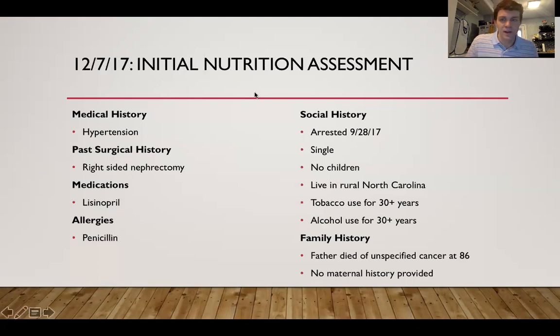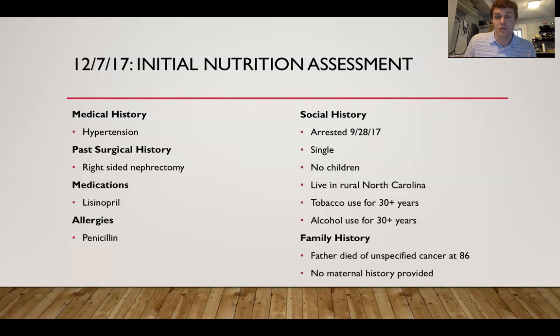His past medical history includes hypertension. He had a right-sided nephrectomy in 2007. He was on lisinopril at this point in time, so he was back on the medication. He was allergic to penicillin. Mr. C was arrested on September 28th and had been in jail in a different part of the state since then. Single with no children. He lives in rural North Carolina, and he used tobacco and alcohol for over 30 years.